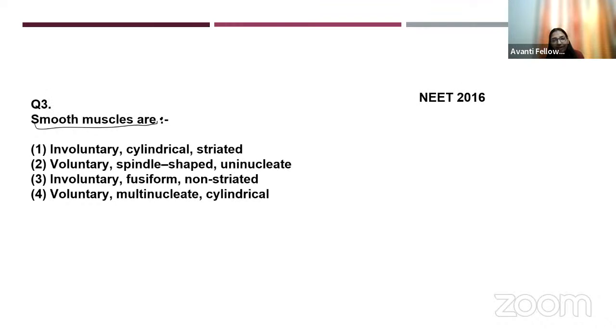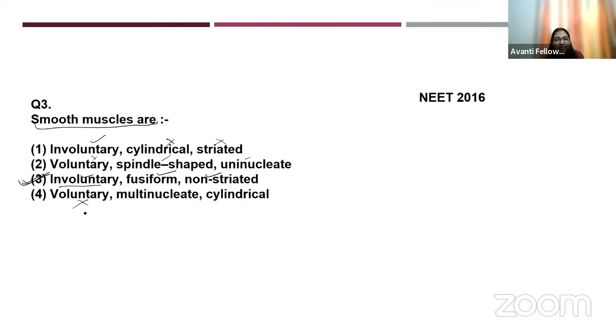So smooth muscles are also known as visceral muscles, right? They are involuntary muscles. They're cylindrical? No, they're not cylindrical, they're fusiform. They're striated? No, they're non-striated. Now, option 2 says voluntary. No, they are involuntary. Spindle shape, yes, fusiform is a spindle shape. They're uninucleated, yes, but they are not voluntary, they're involuntary. Option 3 says involuntary, yes. They're fusiform, yes. They are non-striated, yes. So the correct option is 3.